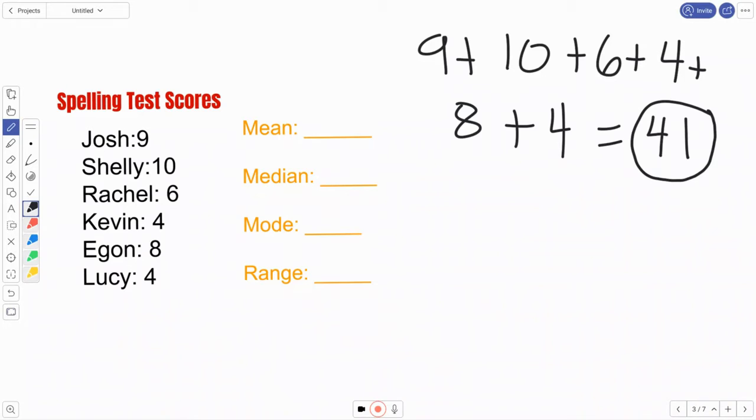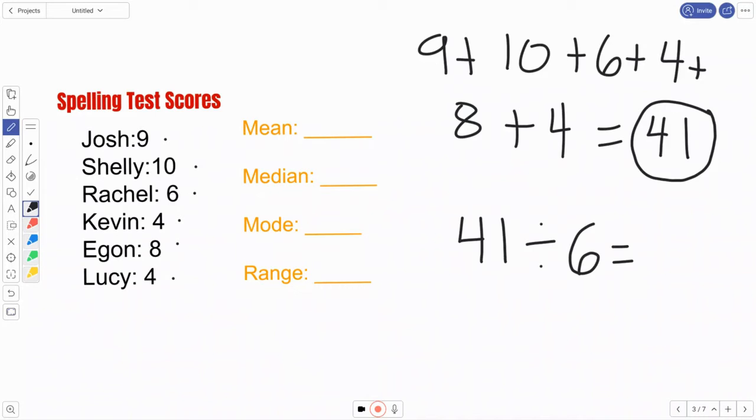Then my second step is to divide that number by how many numbers we have. So we had 1, 2, 3, 4, 5, 6 numbers. So I would take 41 divided by 6. This is where a calculator comes in really, really handy. So if you got one on your phone, if you got one on the computer, or if you just have one laying around the house, it is really, really helpful.